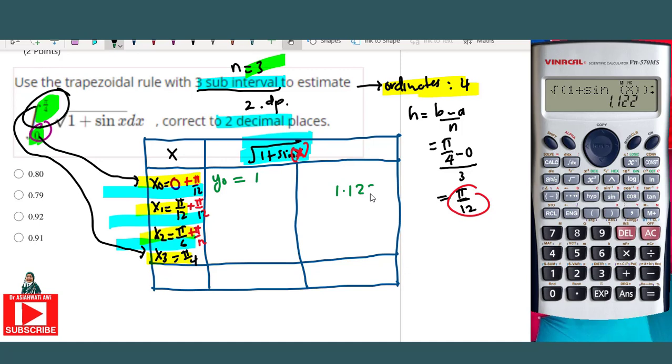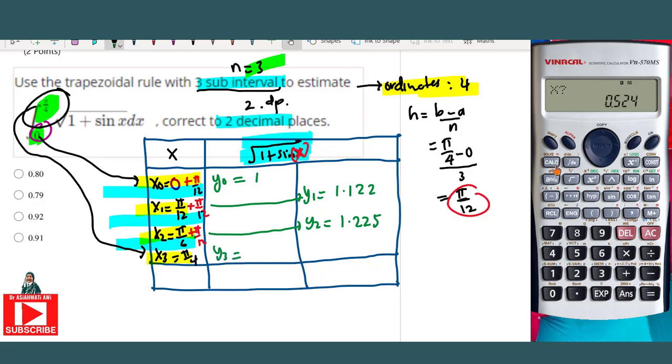1.122. This is y1. y2 right here in this column. Hit the button calc again, and x is pi over 6. Pi over 6 is equal to 1.225. Okay, and the last one is y3.